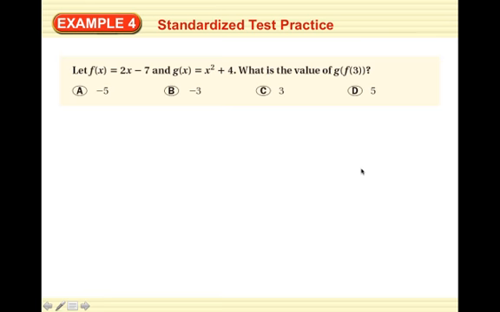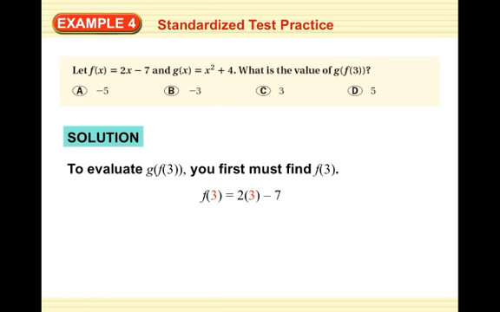All right, let's look at some examples. The first one is a standardized test practice example. We're going to let f of x equal 2x minus 7 and g of x equal x squared plus 4. What is the value of g of f of 3? So they're giving a specific input value, a specific x value. Another way of reading this is f of input equals 2 times the input minus 7. So for f of 3, we're going to use 3 as our input. Then we're going to take that result and plug it into g.